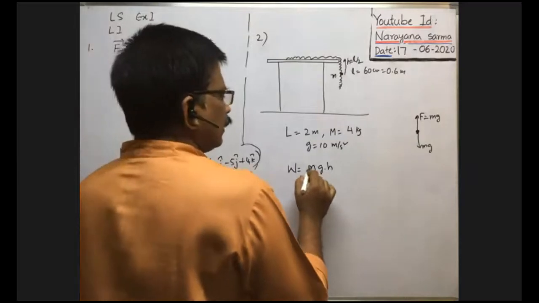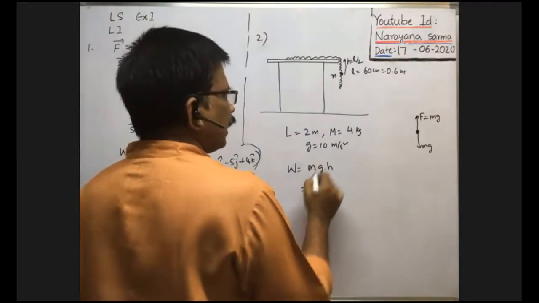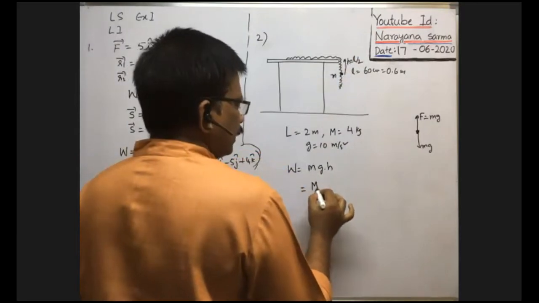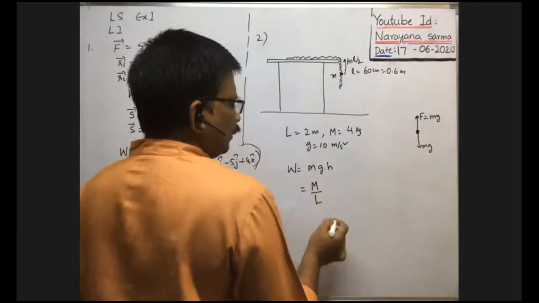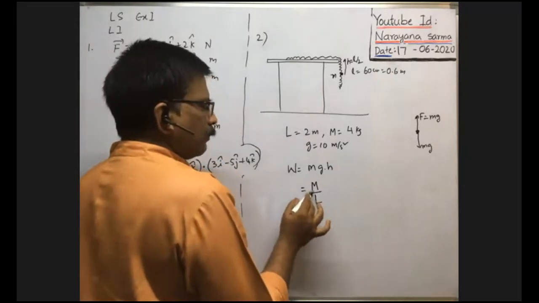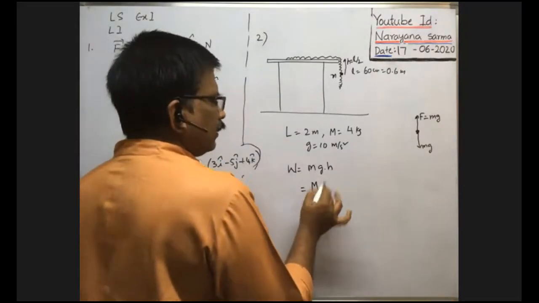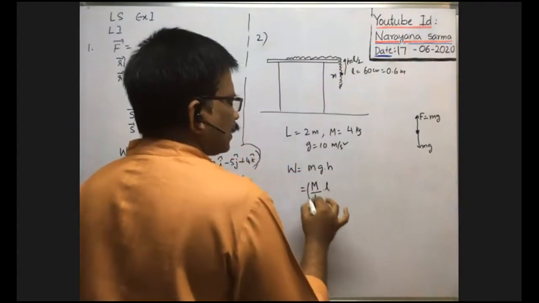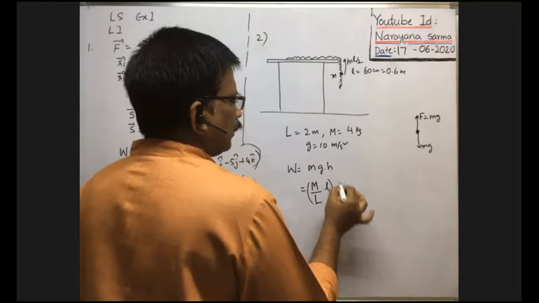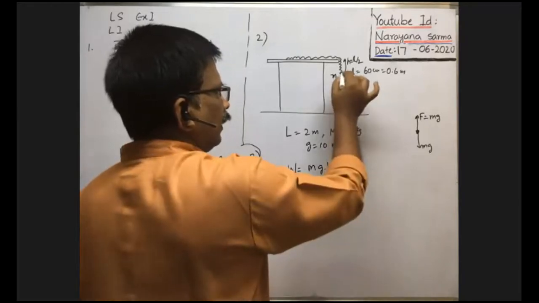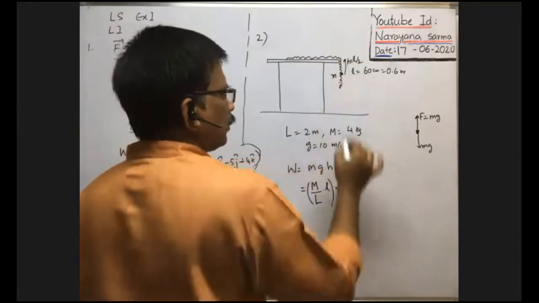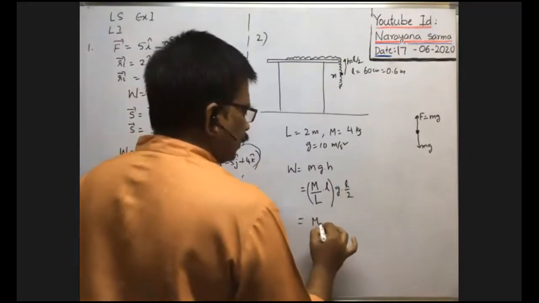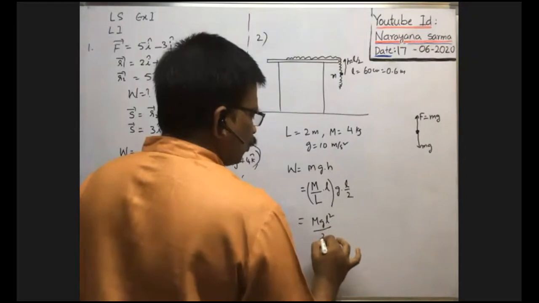In this case, what is m? m means the mass of the hanging part. The length of the hanging part is small l. The total mass of the chain is capital M and the total length is L. Then what is the mass per unit length? M by L. If that is the mass per unit length, for this length of the hanging part, the mass is M by L into small l. It is the mass of the hanging part into g into h, where h is the height up to which the center of mass is to be lifted, which is l by 2. So this is equal to M g l square by 2 into capital L.